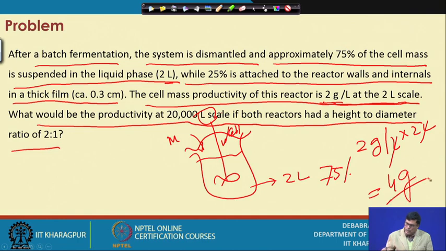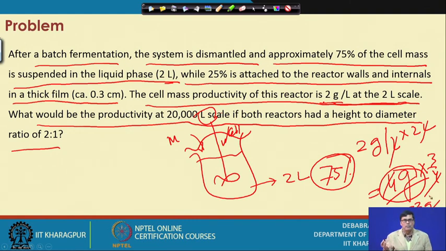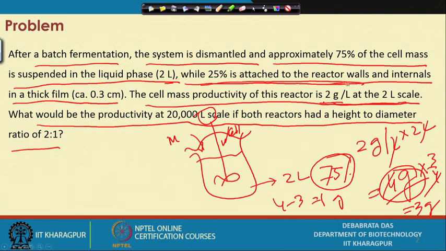So, we will get the 4 gram of cell in 2 liter fermenter. Out of 4 gram, 75% goes in the solution. Am I right? I hope you understand that. That means this is multiplied by 3/4. That is 4 will cancel. So, 3 gram will go to the solution, that suspended liquid, and 1 gram remaining, 4 minus 3 equal to 1. 1 gram, 25%, attached to the reactor wall and internal layer thickness of 0.3 centimeter.